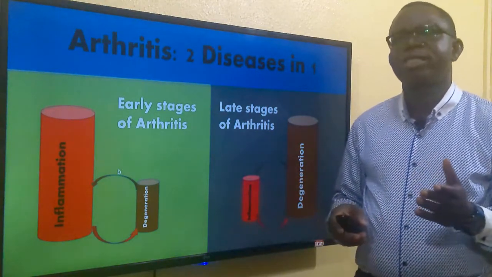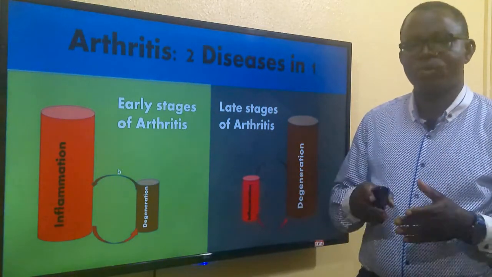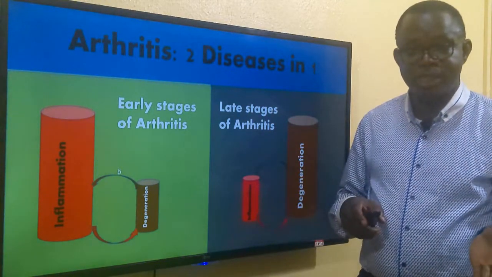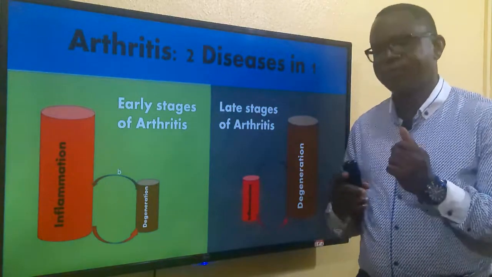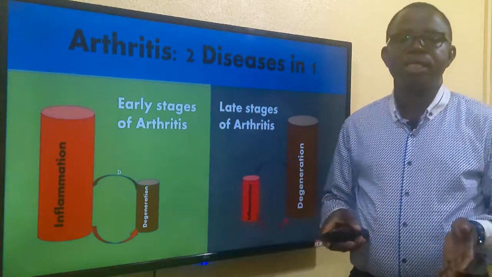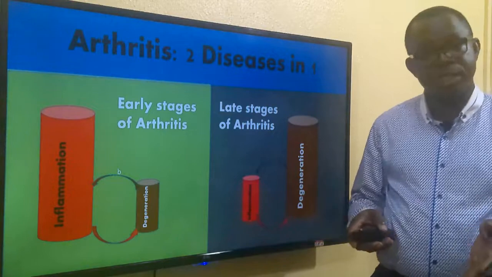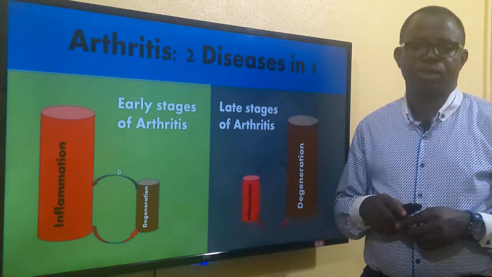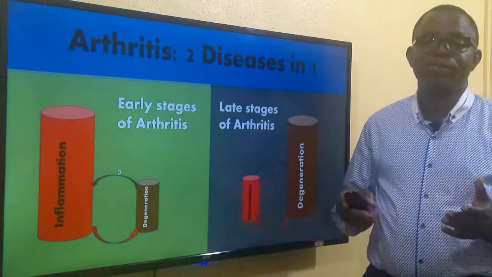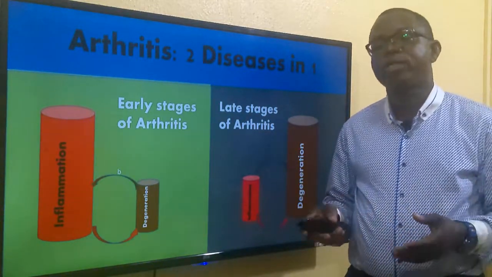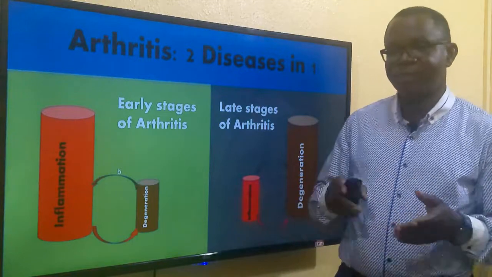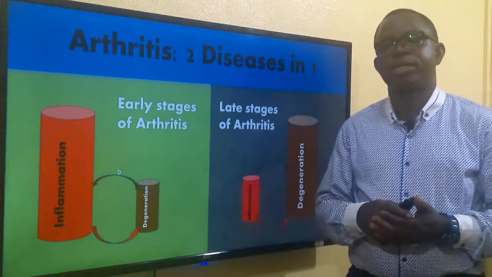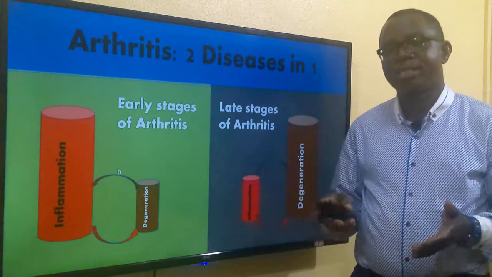And as we say, arthritis is two diseases in one. It is made up of inflammatory disease and degenerative disease. At the initial part of the disease, inflammation is predominant. This is the time where the person feels pains, and when you take painkillers or anti-inflammatory drugs, as they're generally called, the pain tends to go down.